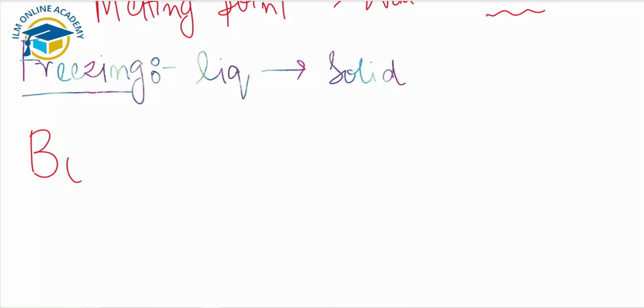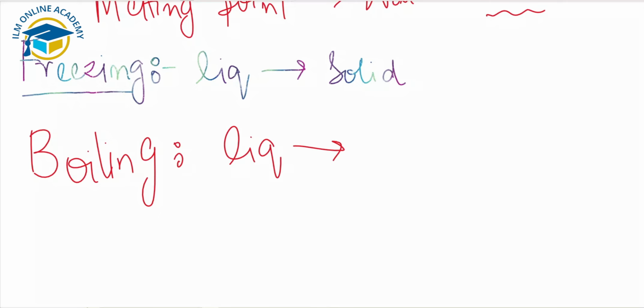Boiling point is when a liquid changes into a gas. It is the conversion of state from the liquid to the gas, and it requires heat energy. As I told you in freezing, freezing is when the liquid changes into a solid, and this requires a decrease in temperature.